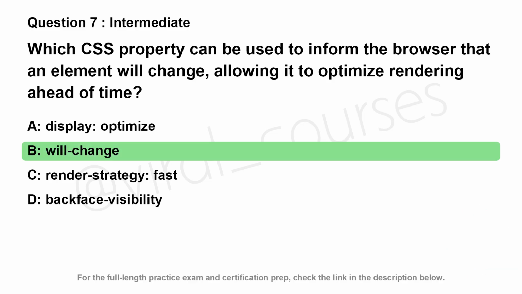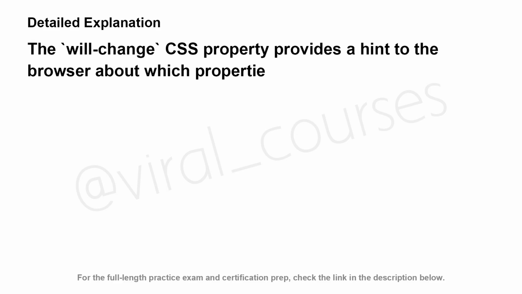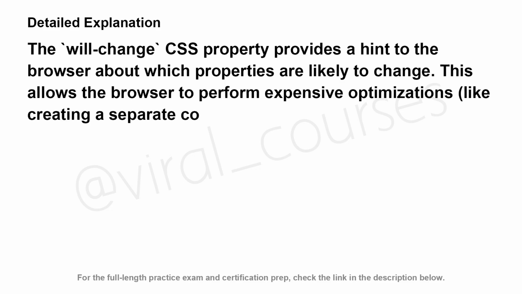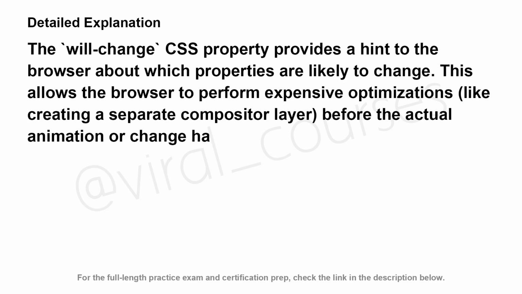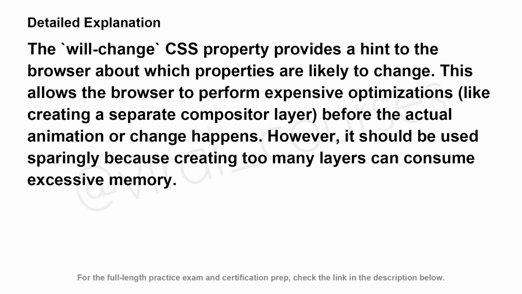The correct answer is B. The "will-change" CSS property provides a hint to the browser about which properties are likely to change. This allows the browser to perform expensive optimizations, like creating a separate compositor layer, before the actual animation or change happens. However, it should be used sparingly because creating too many layers can consume excessive memory.